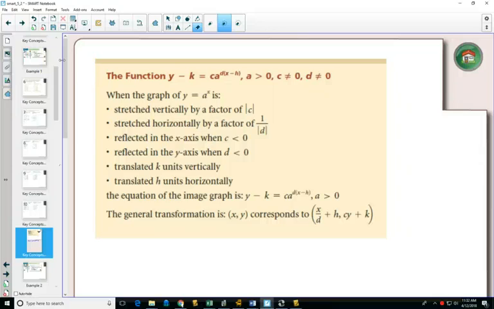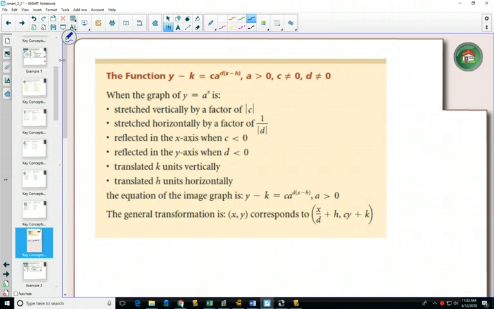On page 346, they describe all of the transformations that you could have and what they would do. And they say, as a result, your general form is x over d plus h, comma, cy plus k. Now, if we go back to chapter 3, you could remember this, not very easily, I don't think.